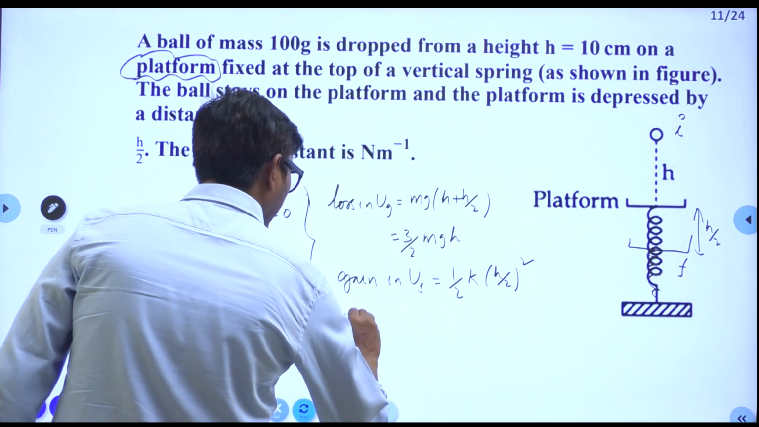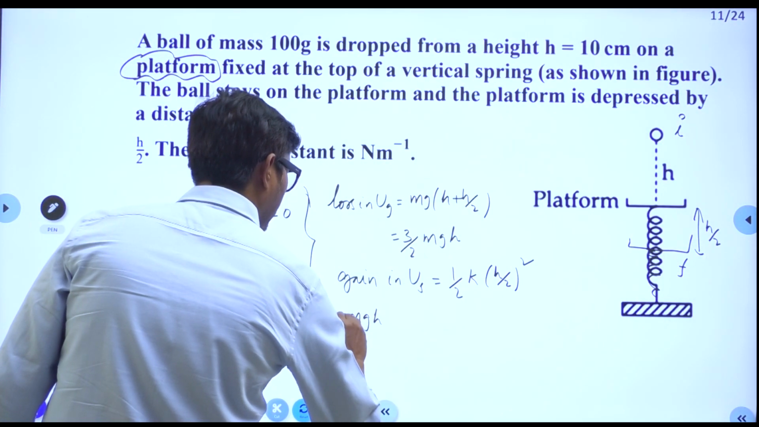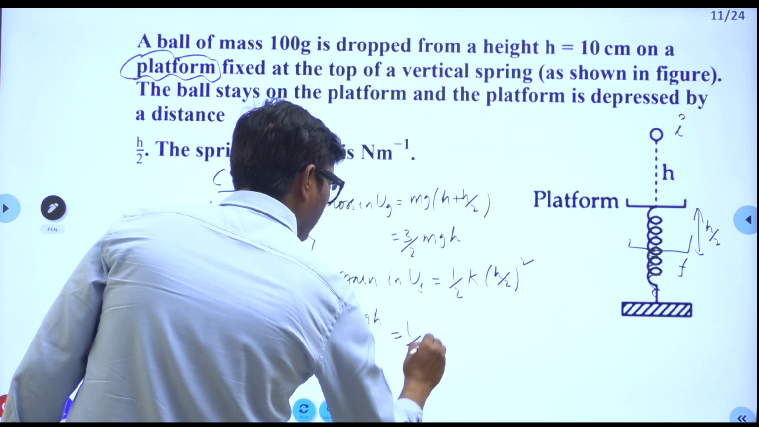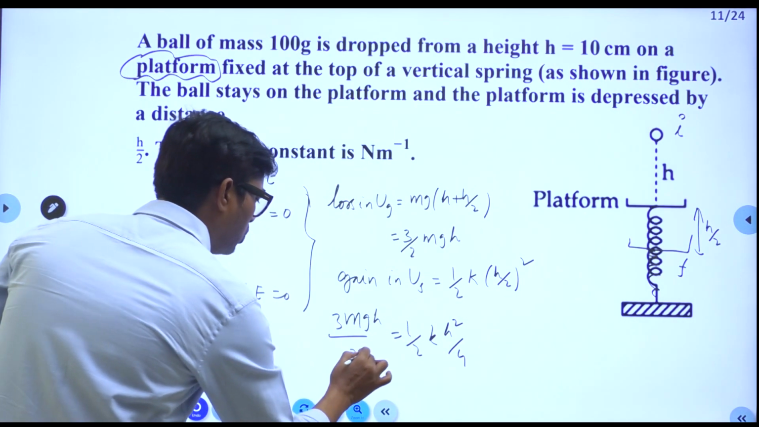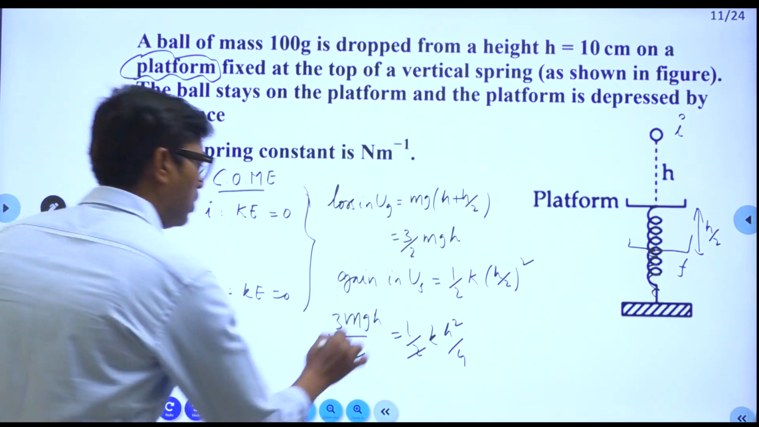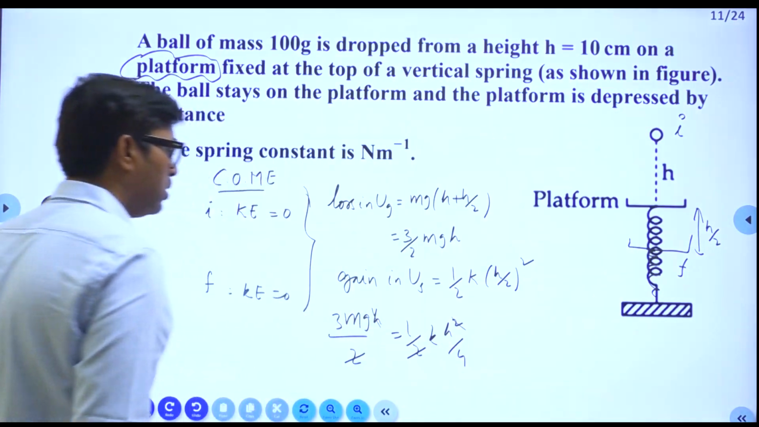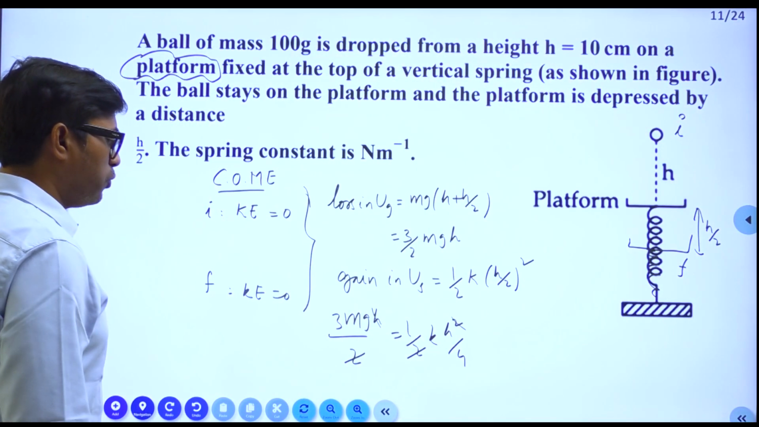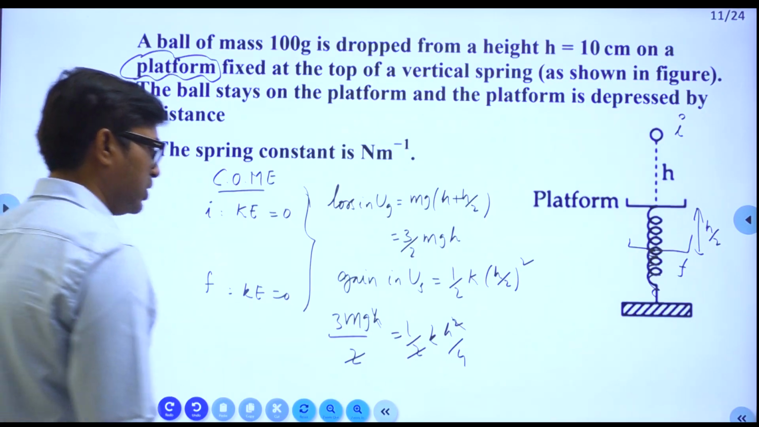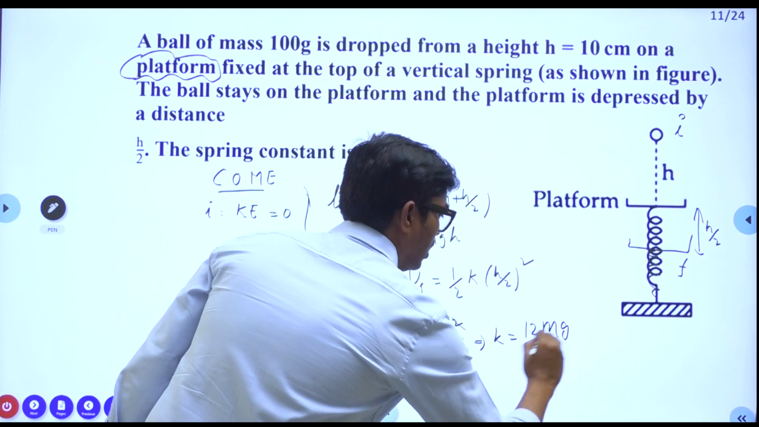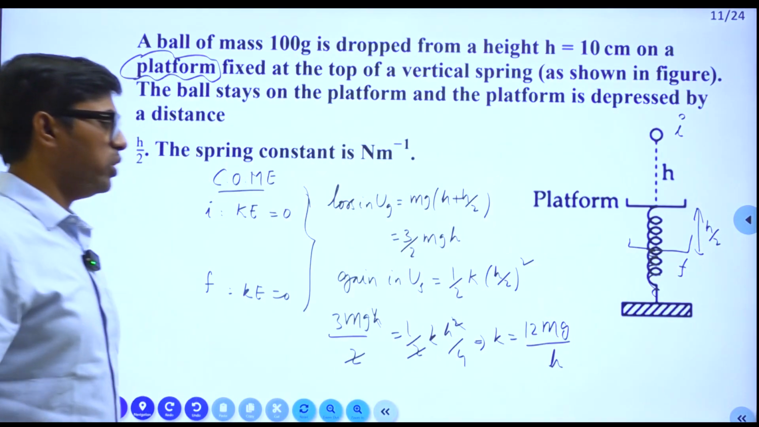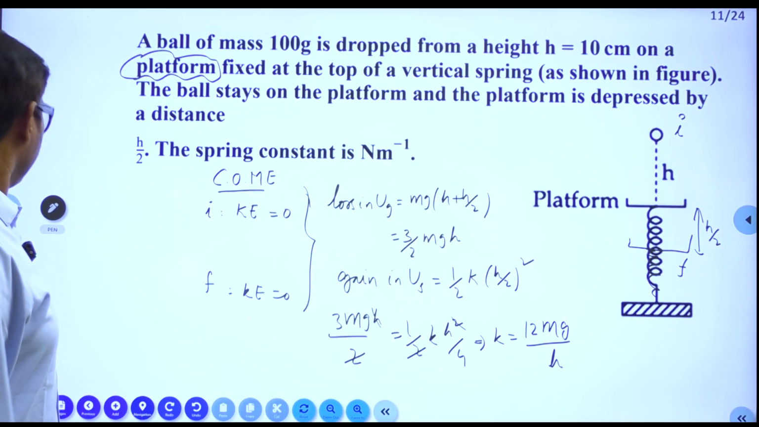Combining them, equating them, what do I get? mgh into 3 by 2 equals half of k into h square by 4. So the half gets cancelled here, one h gets cancelled out here. Then you take 4 this side, 4 threes are 12, so 12 mg by h. So k equals 12 mg divided by h. That's the answer. Okay, let's move on.